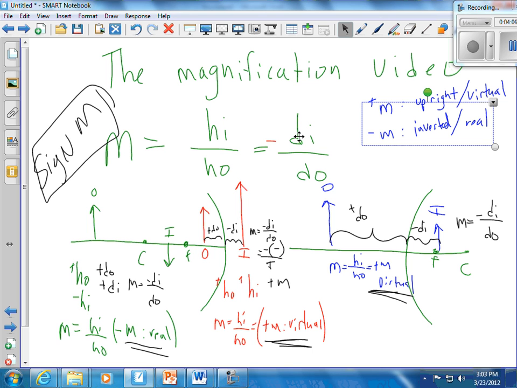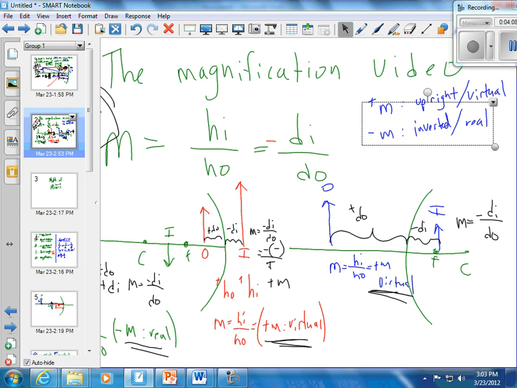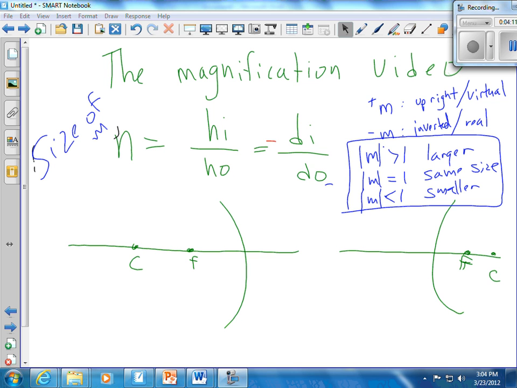I kind of want to pause so you don't see me do magic. So now I want you to look at the size of the magnification. Again, magnification is still HI over HO equals negative DI to DO, but the value you can get can be greater than, less than, or equal to positive or negative 1. So if the absolute value of the magnification is larger than 1, the image is larger than the object. If the magnification's absolute value is equal to 1, they're the same size, and if it's less than 1, the image is smaller. So let's just put objects in here.